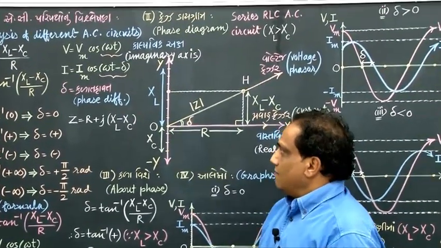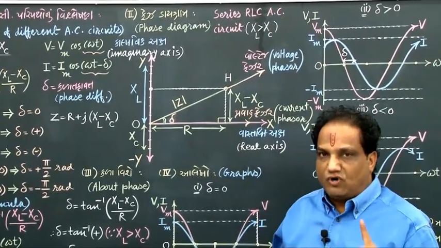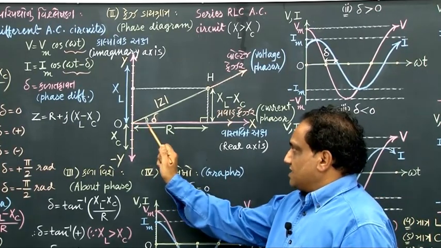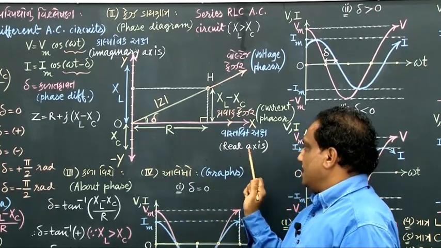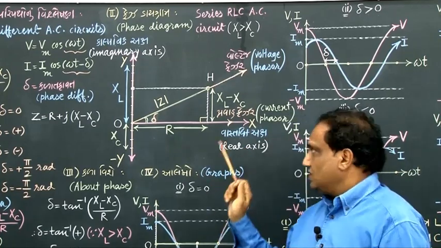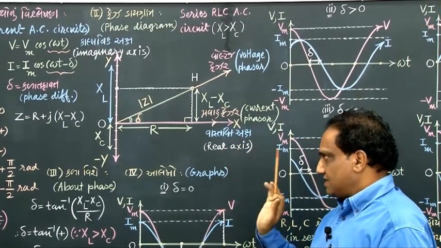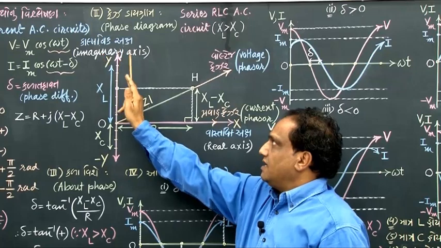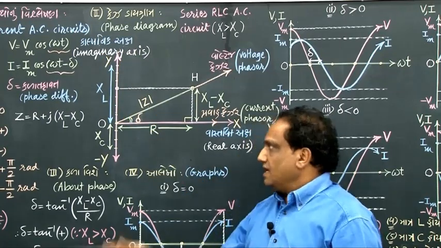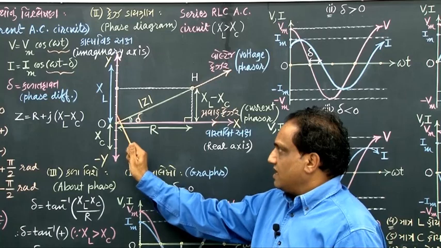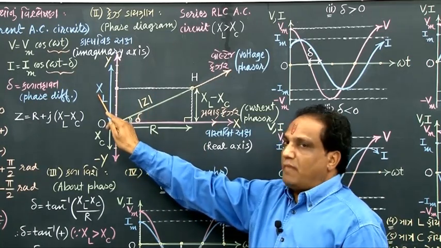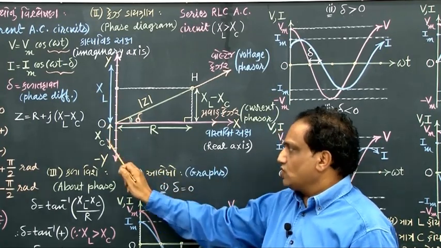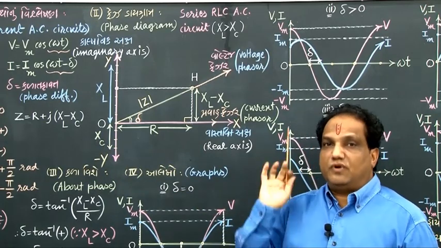Phase diagram. My dears, there are certain points to remember for drawing this phase diagram. First, the positive x-axis is to be taken as the real axis every time. The whole y-axis should be taken as the imaginary axis. On the positive y-axis, we will show the magnitude of inductive reactance. On the negative y-axis, we will show the magnitude of capacitive reactance.